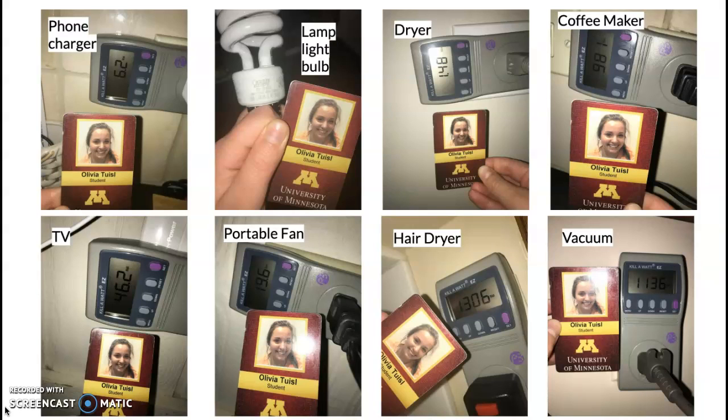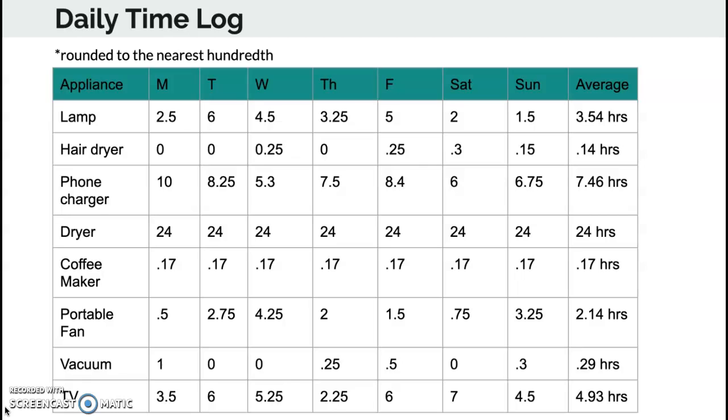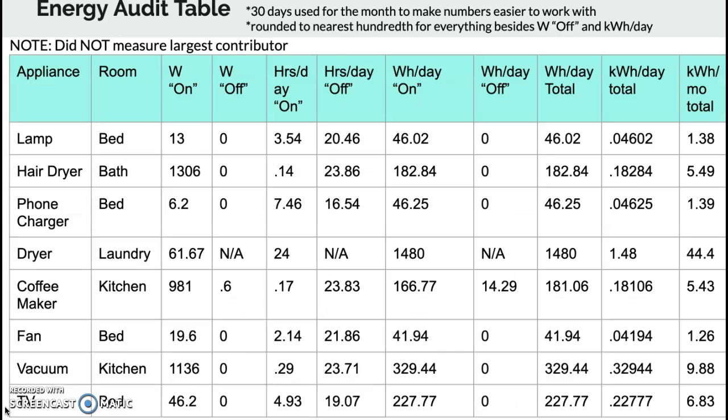Here are the photos of each appliance. And here's my daily time log, and I rounded to the nearest hundredth. And here's my energy audit table. So I recorded the wattage on and wattage off, as well as the hours a day on and hours a day off. I calculated the watt-hours a day on, watt-hours a day off, and the watt-hours a day total for each device. After that, I calculated the kilowatt-hours a day total and the kilowatt-hours a month total, and for the month, I used 30 days, and I rounded to the nearest hundredth for everything besides the watt-hours a day off and the kilowatt-hours a day.